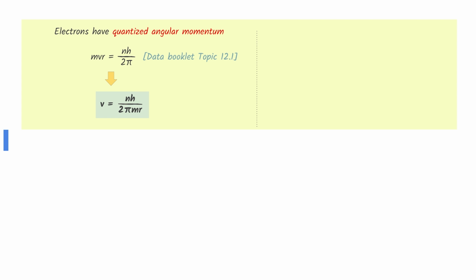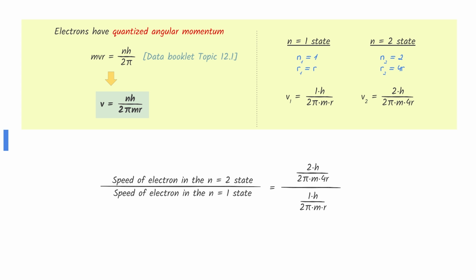Electrons have quantized angular momentum. The equation for this is given in the data booklet. Rearrange to make the speed the subject. Use the data given in the question to derive equations for the speed of the electrons in each state. Put in the values, cancel out, and simplify to find your answer.